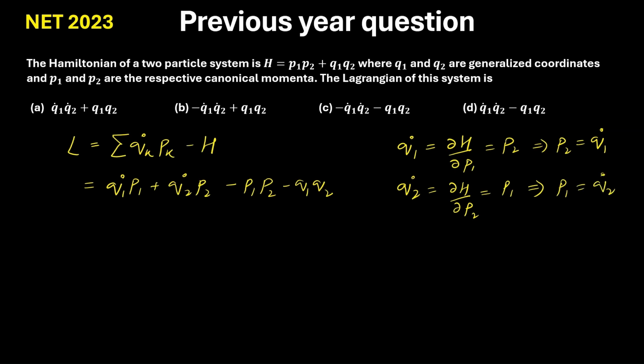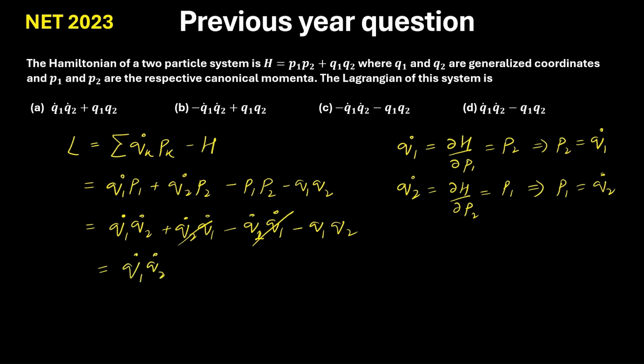Now if you substitute back in this Lagrangian, this one will be Q1 dot Q2 dot plus Q2 dot Q1 dot. Then instead of P1 and P2, I can write Q2 dot and Q1 dot, minus Q1 Q2. So these 2 terms will cancel out. So you have Q1 dot Q2 dot minus Q1 Q2. So this is the Lagrangian. I think it is matching with option D.